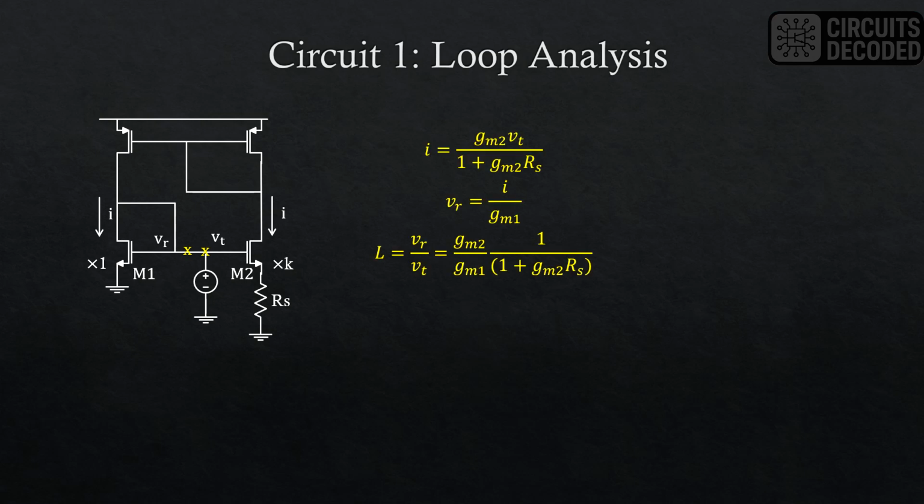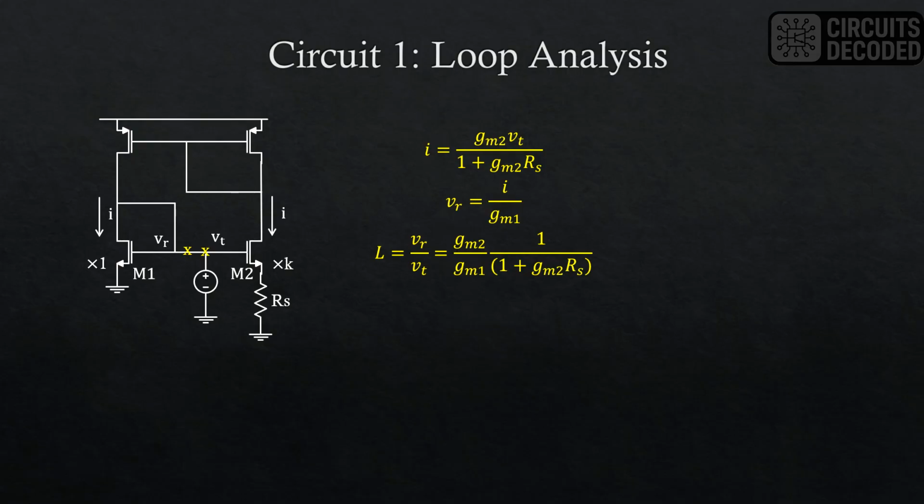The small signal current I is simply given by the effective transconductance GM2 over 1 plus GM2 RS times VT. The return voltage VR is simply the mirrored current I times 1 over GM1. Then the loop gain L is simply VR over VT, which is given by this expression.